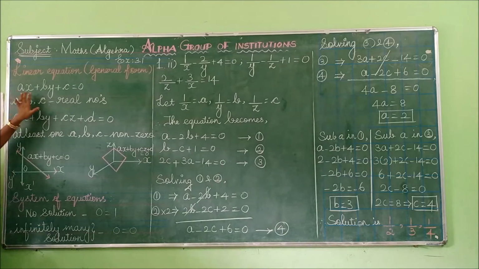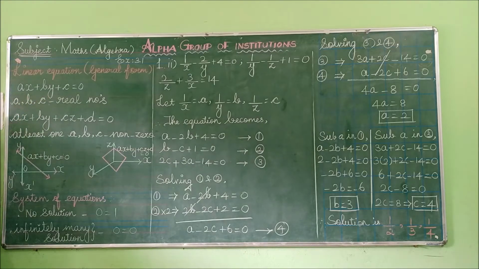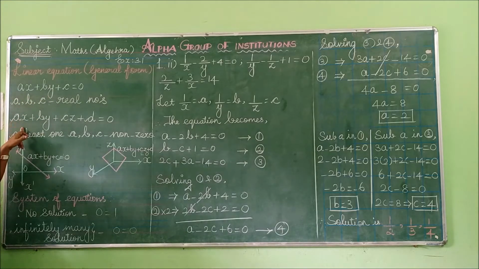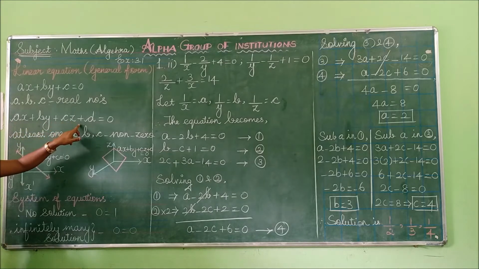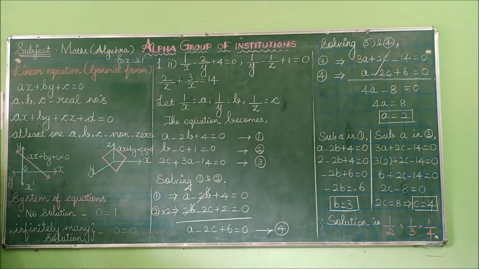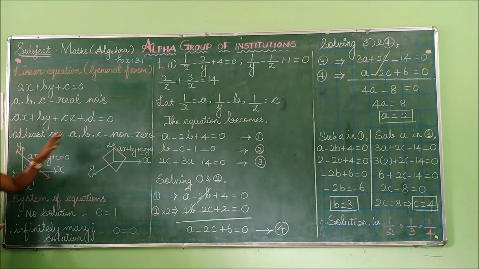Look at here, ax plus by plus c equal to 0, where a, b and c are called real numbers. This is for two variables, that is x and y. If it is three variables, the general form will be changed like this: ax plus by plus cz plus d equal to 0. Here also a, b, c and d are real numbers. In this, at least one of a, b, c is non-zero. Any of the coefficients will be non-zero.